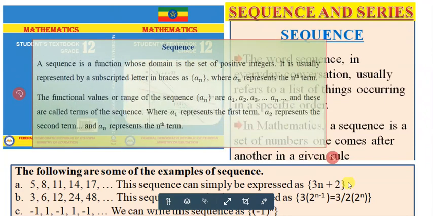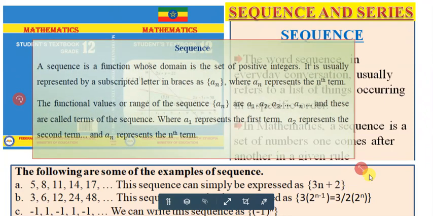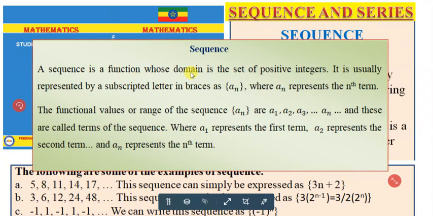As you can see here, the definition: the sequence is a function whose domain is a set of positive integers. It is usually represented by a subscripted letter in braces, {a_n}, where a_n represents the nth term, sometimes called the general term, and the functional values or the range of this sequence function are a1, a2, a3, an, and so on.